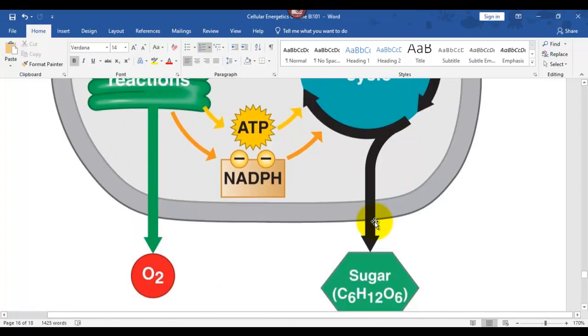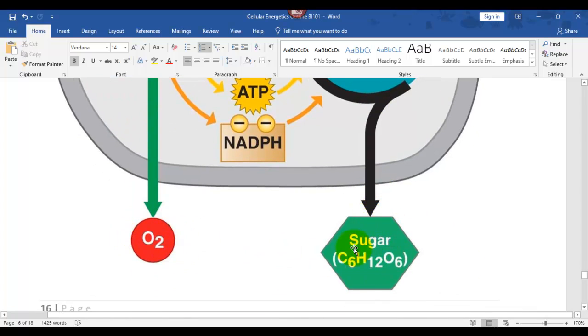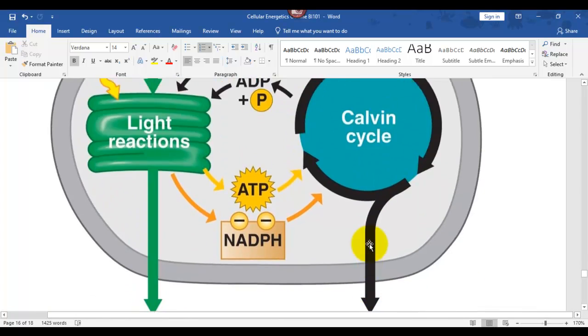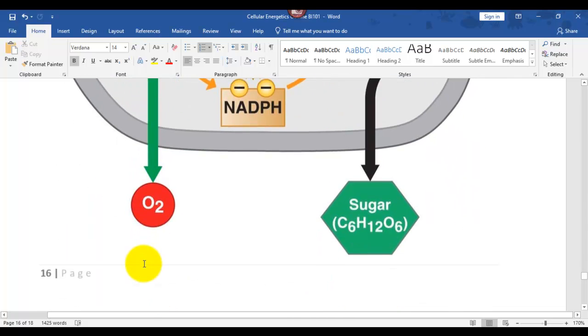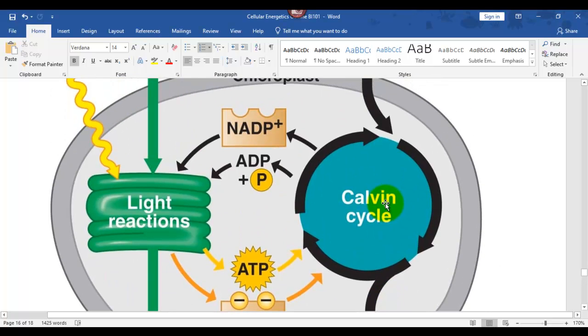And in the process, well, okay, here's the sugar that's produced, but in the process of taking water and light, they produce oxygen. So it's actually a pretty cool cycle, and I like doing it very simple like this.